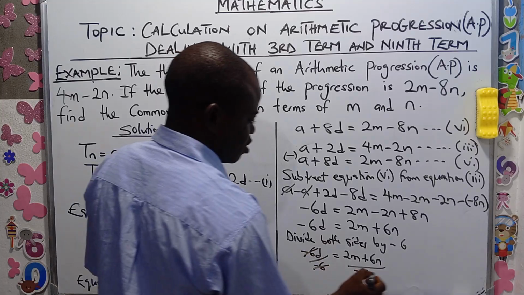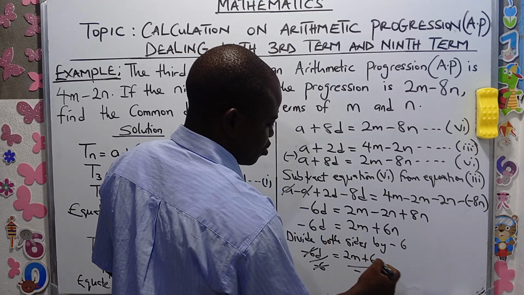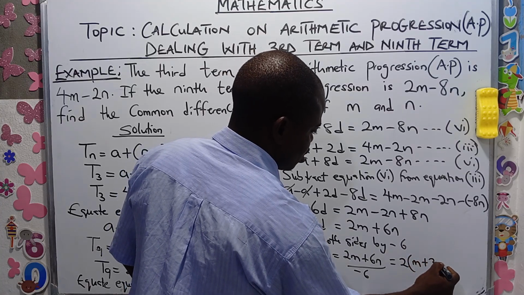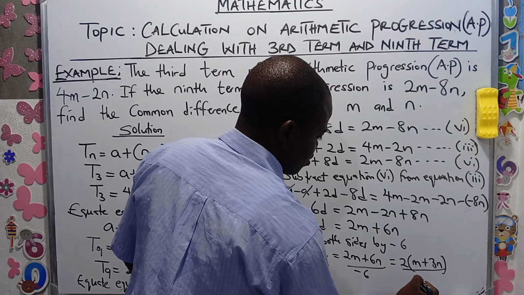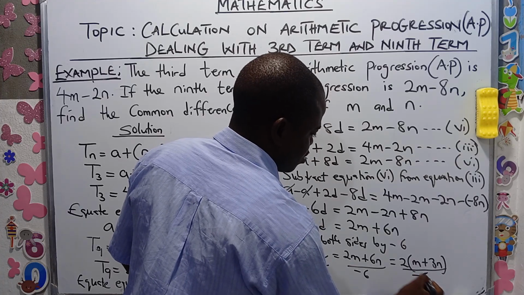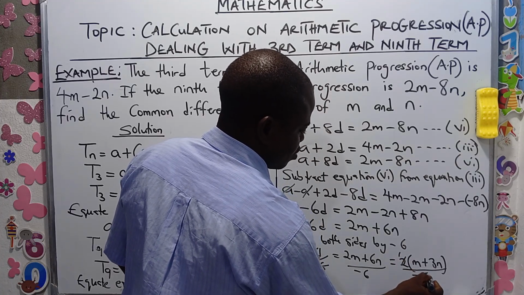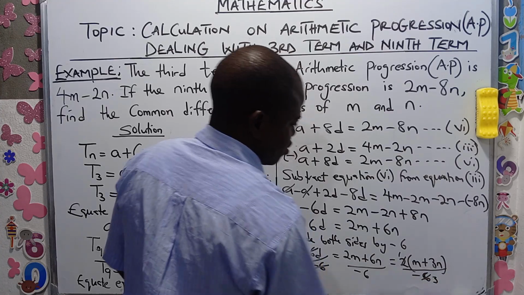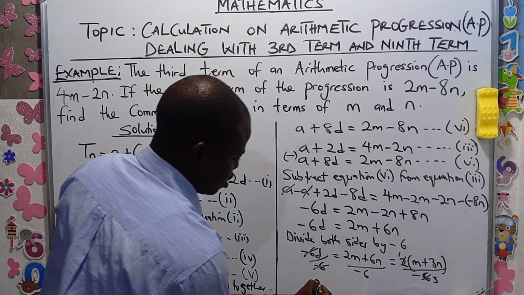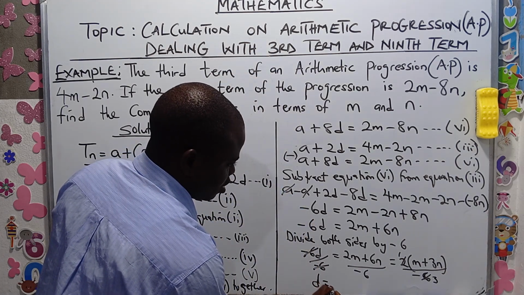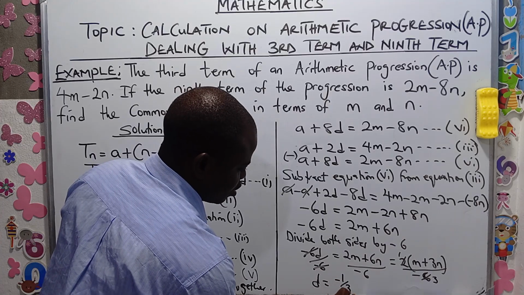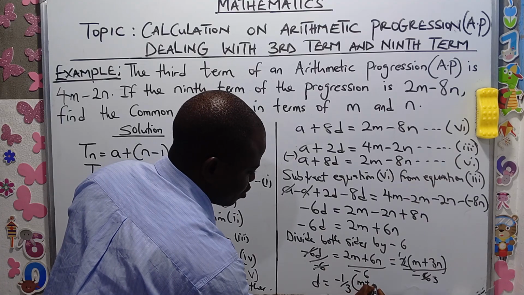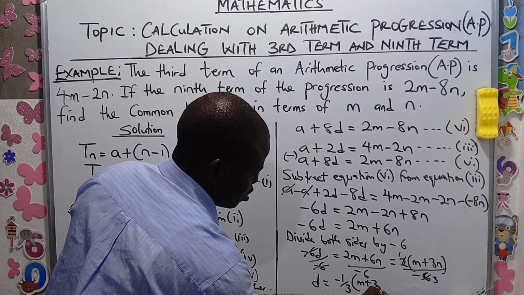Minus 6 cancels minus 6. Let's factorize 2 out, which is 2 into m plus 3n over minus 6. Okay, 2 here 1, 2 here 3. Our d now, which is the common difference, equals minus 1 over 3, open bracket, m plus 3n.